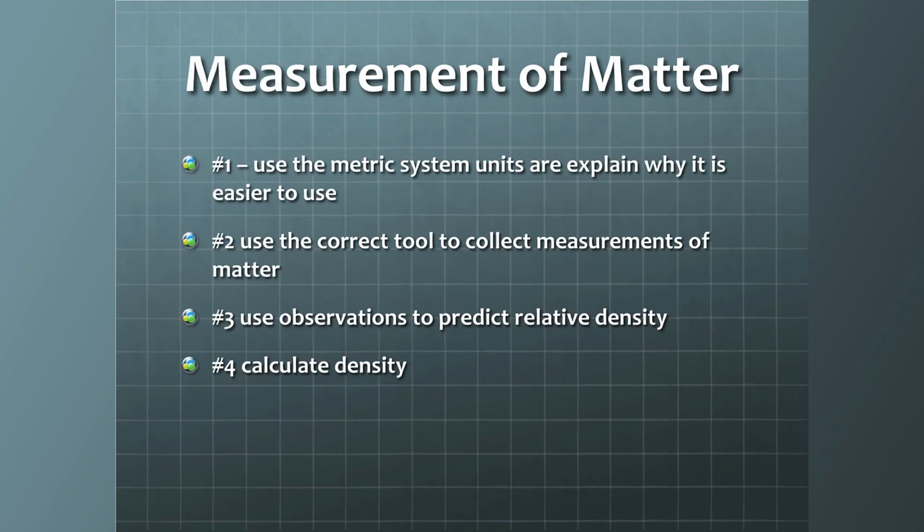So here are your 4 goals for this unit. The first one is to be able to use the metric system and use the correct units. The second objective is to be able to use the correct tool for the correct measurement. So if I said, go find me the mass of this object, you would grab a scale, or go find me the length, you would grab a ruler. The third one is to use observations to predict relative density, more dense, least dense, based on what you see. And the fourth one is to be able to calculate density. Mass divided by volume equals density with a calculator.